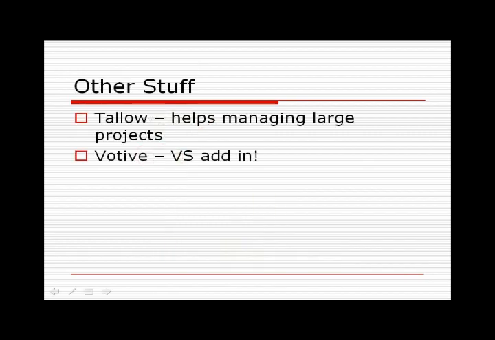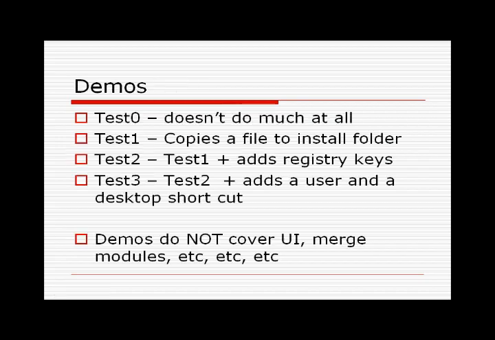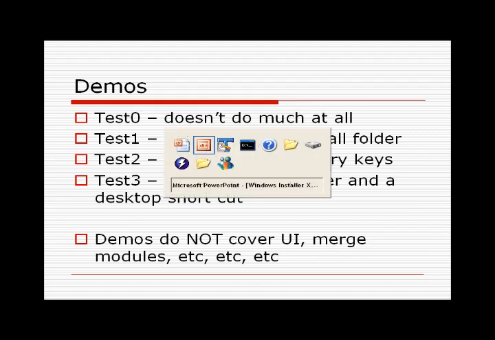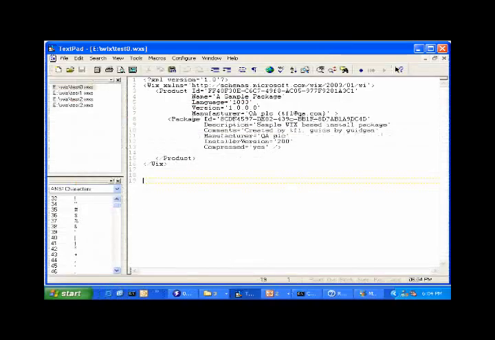Let's have a look at this. Oh, by the way, there are two other things I haven't mentioned. Tallow is a great little package for helping you build and manage larger packages, and there's even a Visual Studio add-in called Votive. And rather than actually talk about it, I think it'd be better if I showed you a little bit about how WiX actually works. I have four kind of simplistic demos here. One that doesn't do very much, one that drops a file into an install folder. Test 2 does that, plus adds some registry keys, and Test 3 does all of that, plus adds a user and a desktop shortcut. So let's have a look at these test files.